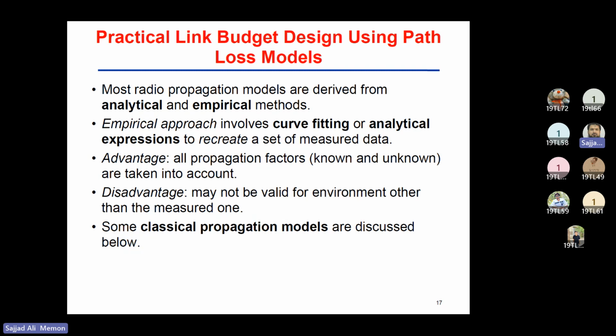Propagation factors, known and unknown, are taken into account. That is the advantage of having the link budget using loss models. The disadvantage is that it may not be valid for environments other than the measured one. Some classical propagation models are discussed below. For the link budget, the path loss models, such as the free space propagation model and the other models, help us to calculate the received power.